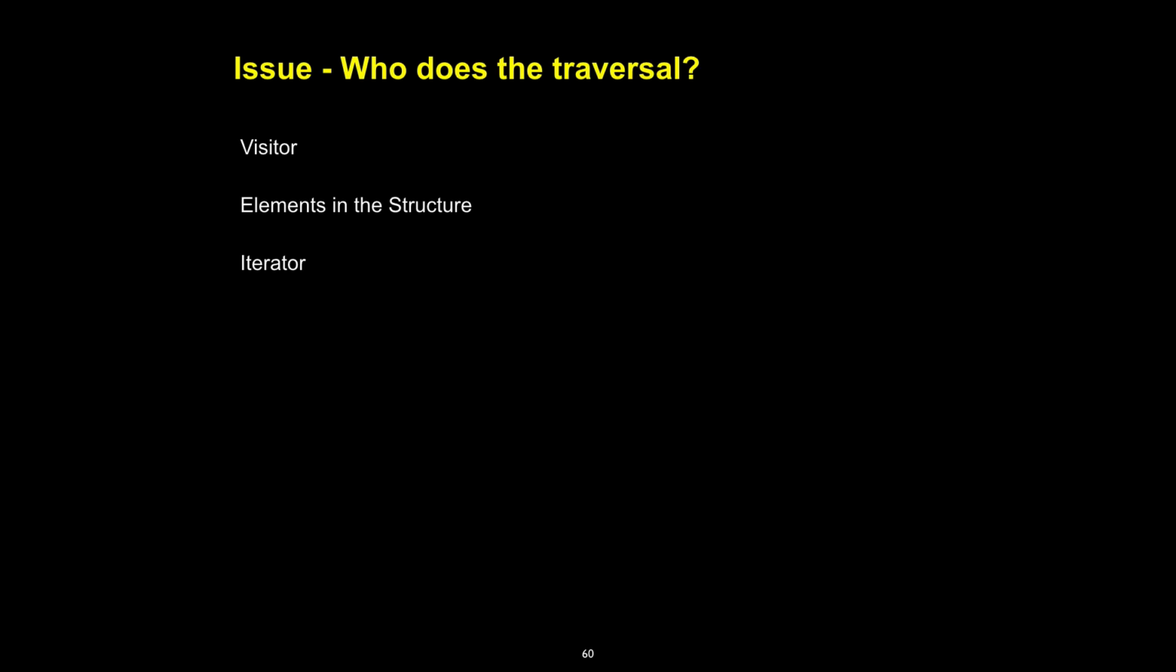And so, implementation issues: who determines the order in which you visit the elements in the structure? And there's basically three answers, right? One is the visitor can do it. The elements in the structure can do it, right? In a binary tree, it's really easy to say go left, go right, right? Or you can have an iterator. And depending upon what the situation is, one may be better than the other.